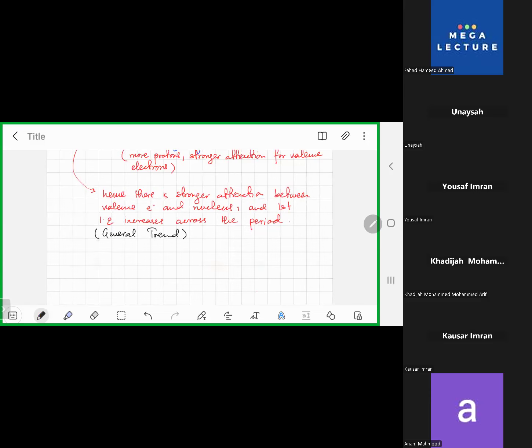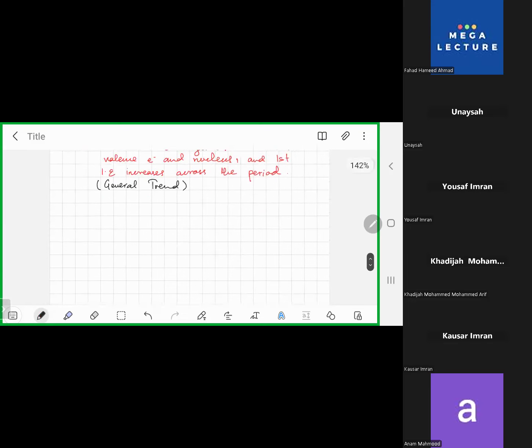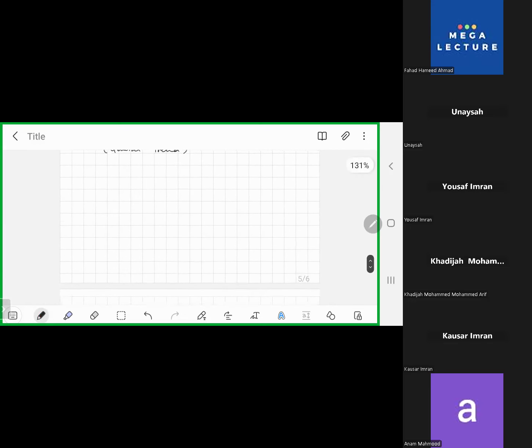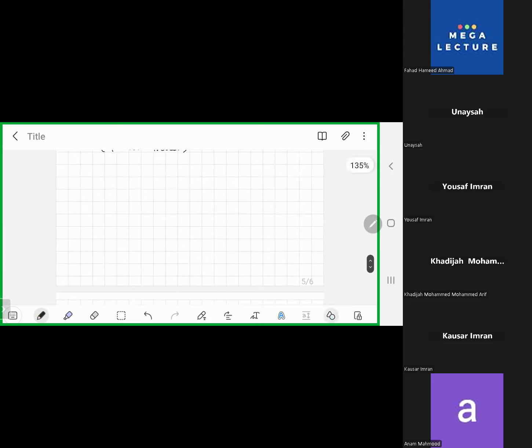Now the reality is things are not exactly this way. There is an increase, so if I make a graph of this, generally it should increase. So I've got lithium first, then lithium, beryllium, boron, and what else was there.